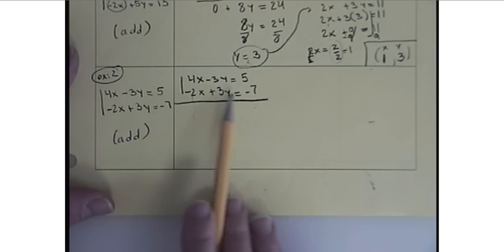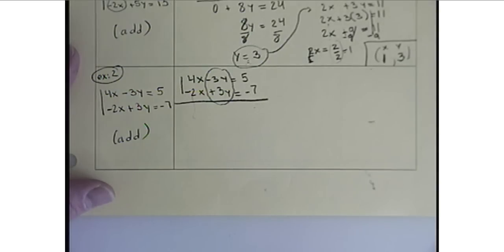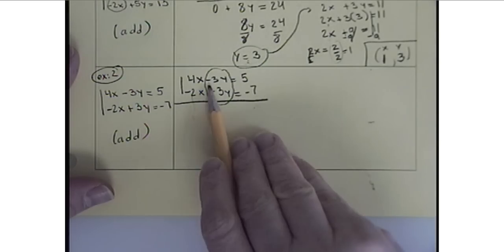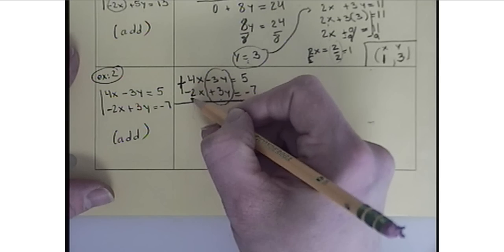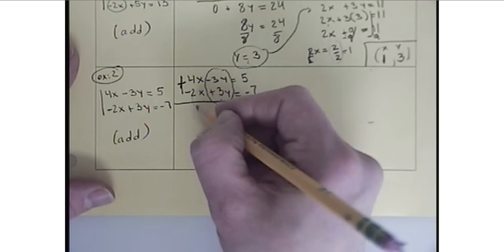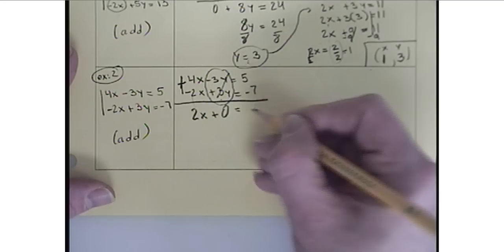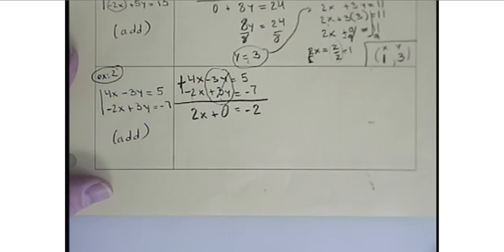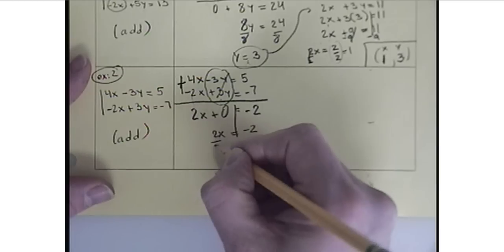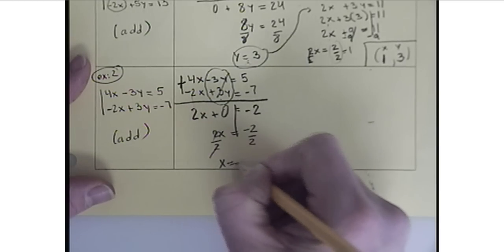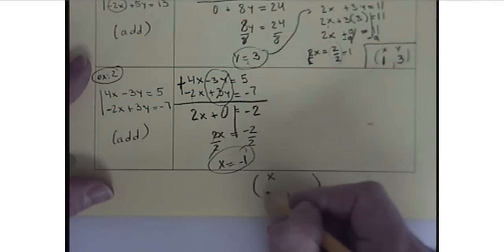So between x and y, it looks like the y terms are the ones we want to work with or cancel first, because one is negative and one is positive. So we are adding here. 4x plus negative 2x, or 4 minus 2, will give you 2x. Then we will have plus 0 because the y terms cancel. That will be equal to 5 minus 7, which is negative 2. Alright, 2x plus 0 is just 2x equals negative 2. Divide both sides by 2, x equals negative 1. That will be my first solution for this system, x equals negative 1.